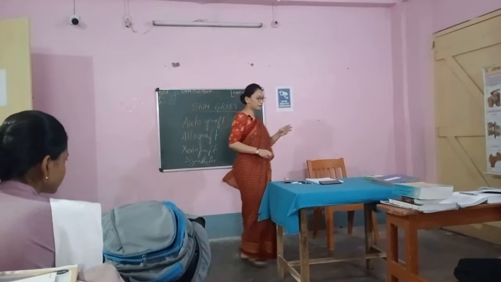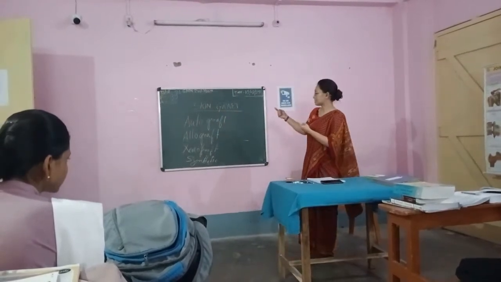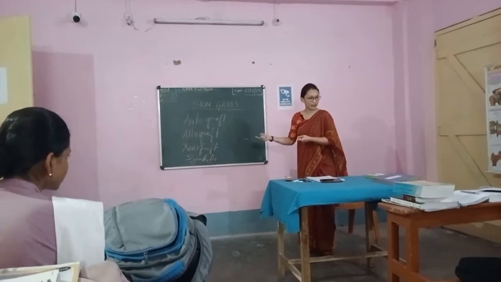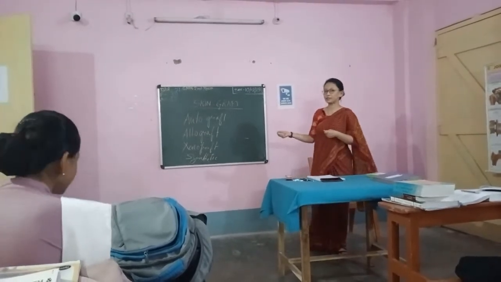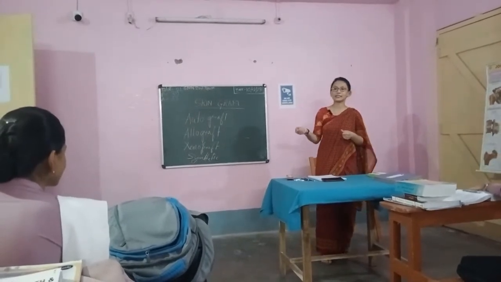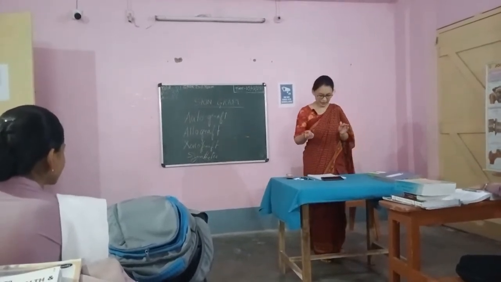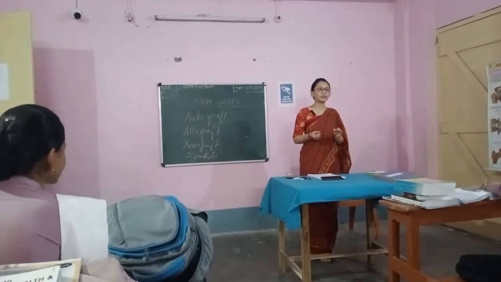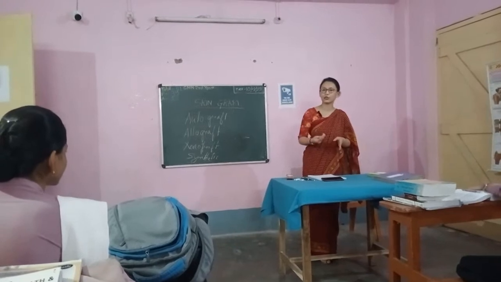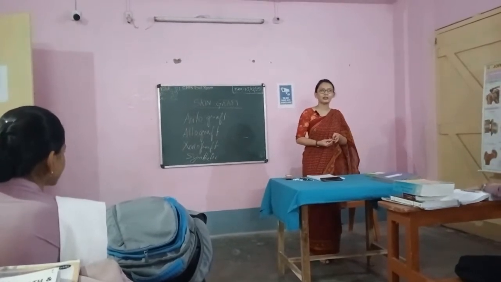So there are 4 types. First is autograft, second is allograft, also known as homologous graft, third is xenograft, that is heterograft, and fourth is synthetic, that is synthetic skin substitute. This will act and function like skin. It will be manufactured in the lab.